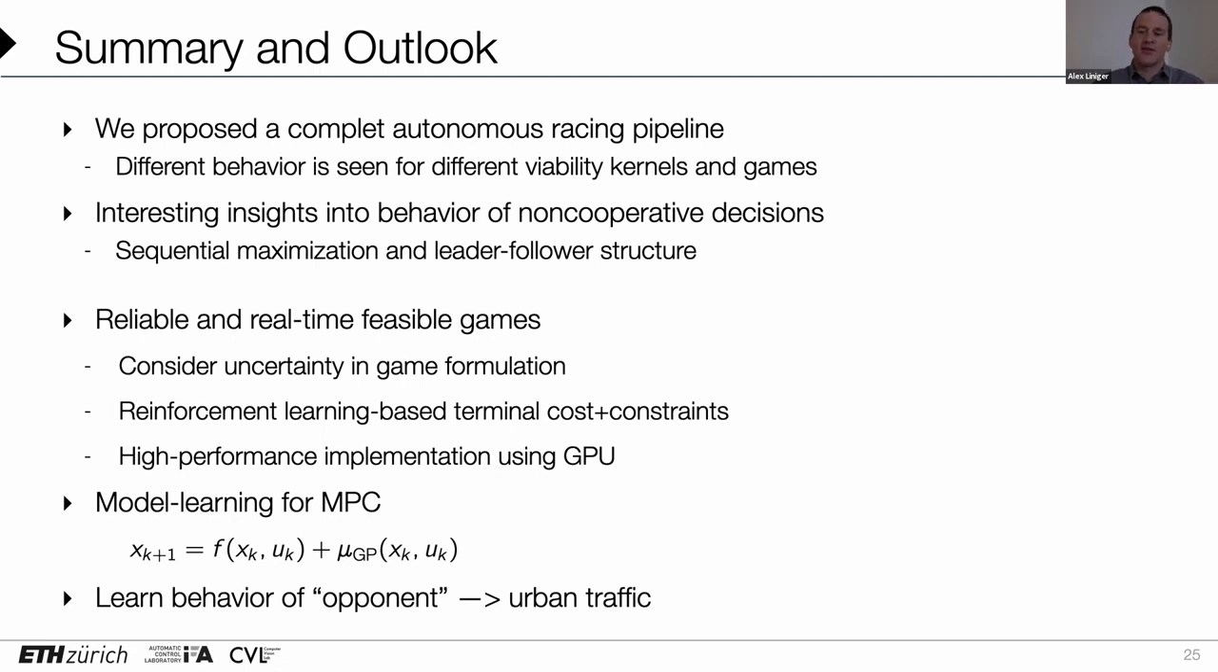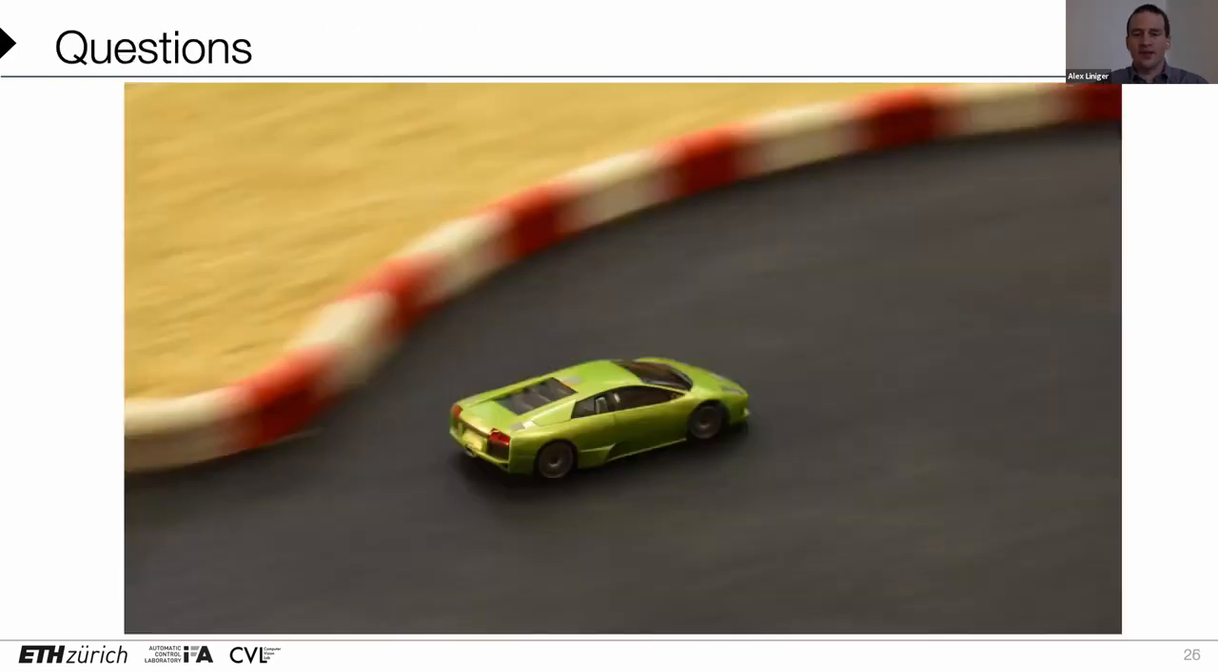And then the last work, which is maybe a bit of a different direction, but something I'm currently working on and I'm quite excited about, is figuring out how we can learn how the opponent behaves directly from large-scale data sets. This can be especially important not for autonomous racing, but for urban driving, where behaviors are much more diverse. Okay, thanks a lot, and I'm open to questions.